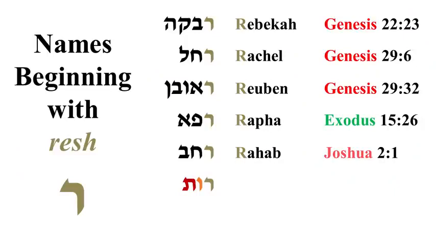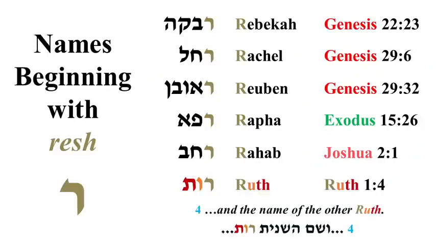This is Ruth. In Ruth 1:4, in the name of the other, Ruth. These were the wives of the children of Naomi and Elimelech. And one of them married Ruth, and one of them married Orpah.